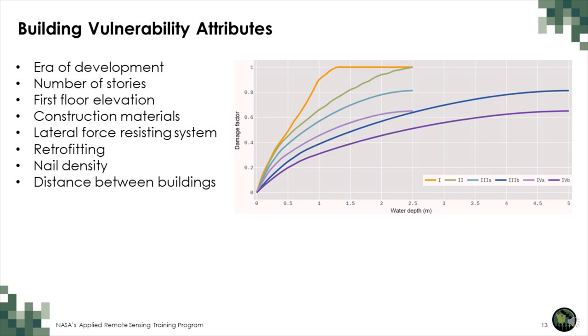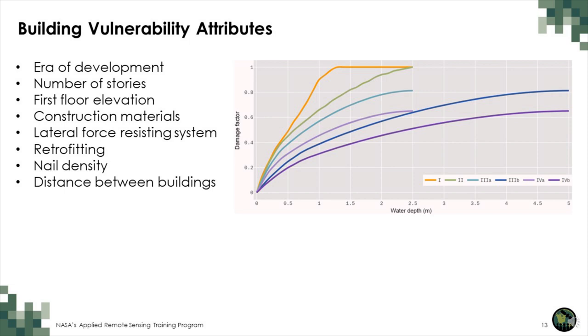Here are some of the things that people consider. Era of development. This is particularly important when you're looking at countries where they have rigorous building codes and adhere to those building codes, and the codes have changed throughout the decades based on often significant events. So for an example, in the United States in the Southeast, you've got residential construction changing in terms of its vulnerability to hurricanes significantly following significant events.